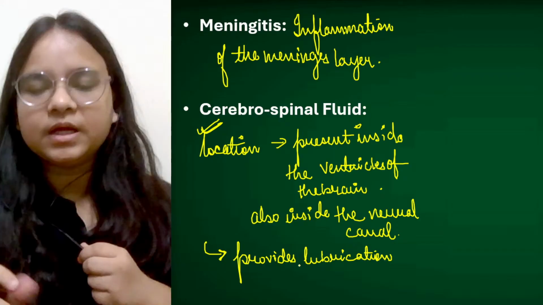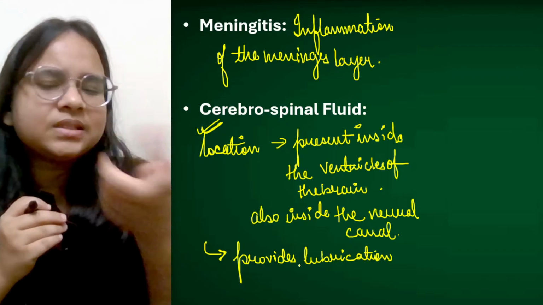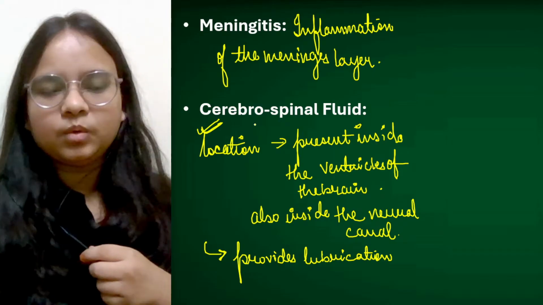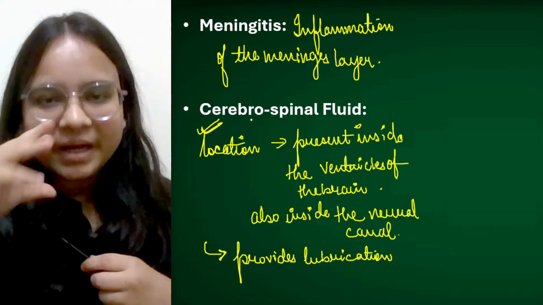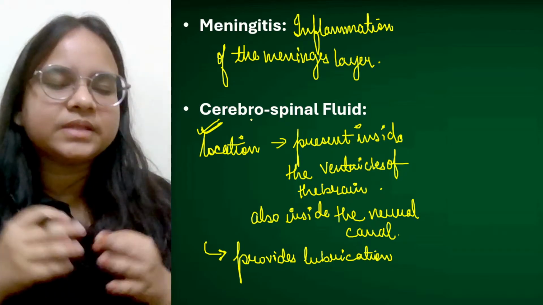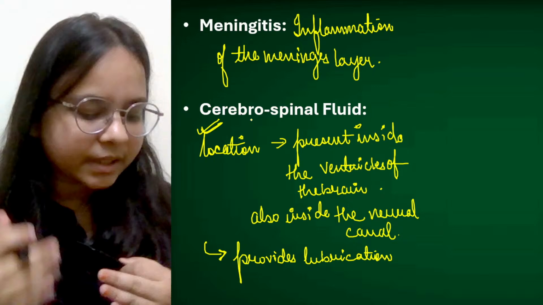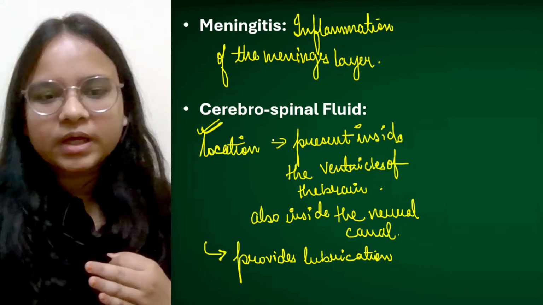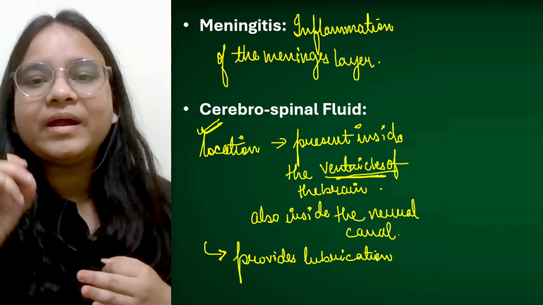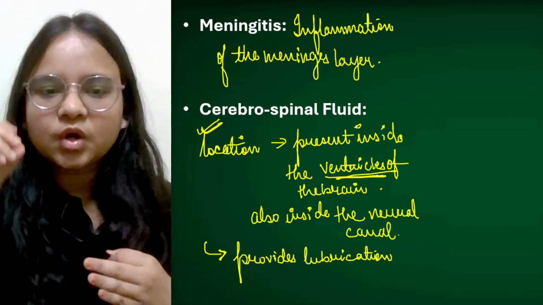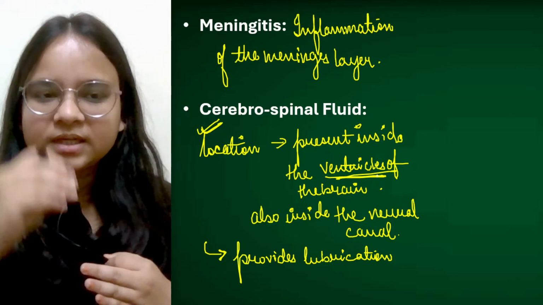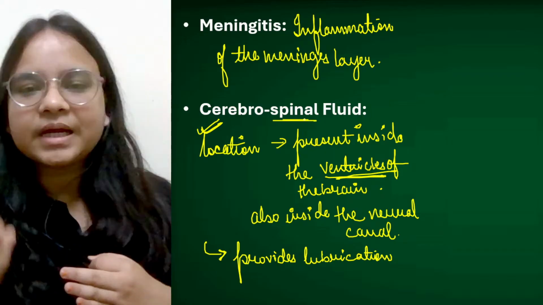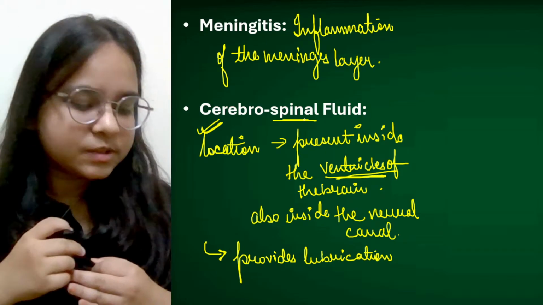The term itself clarifies this: cerebro refers to the brain. When we study the parts of the brain, the hollow spaces inside the cerebrum, inside the brain, are called ventricles. Inside those ventricles, this cerebrospinal fluid is present. The word spinal is also used because it is present inside the neural canal of the spinal cord too.